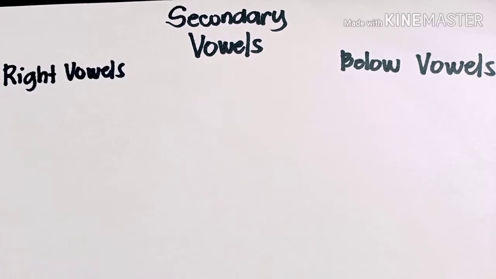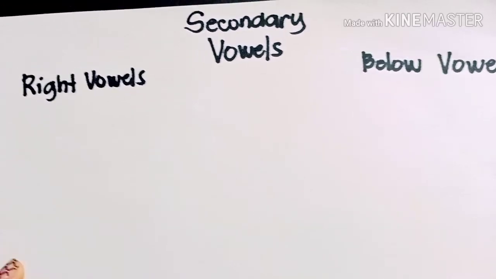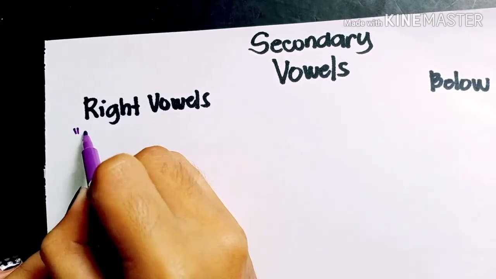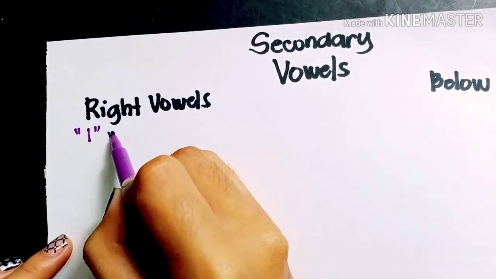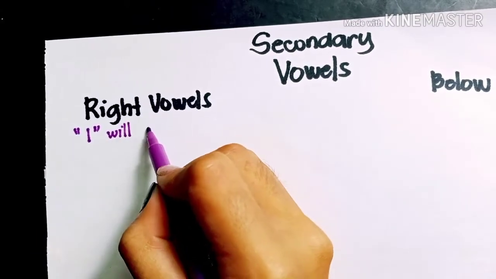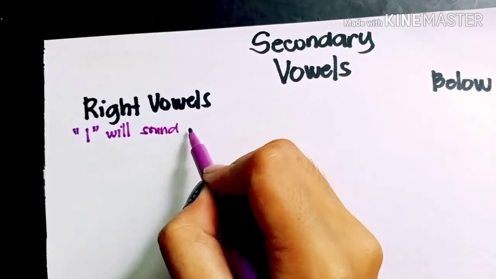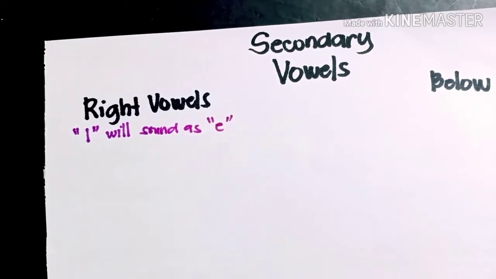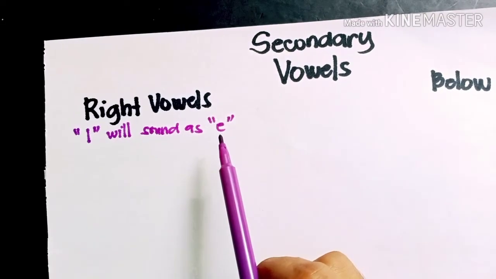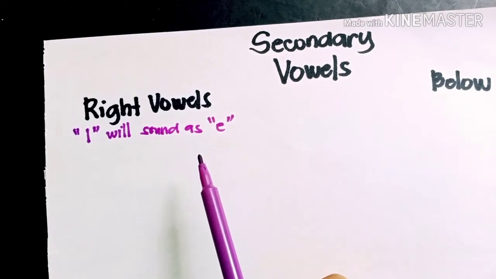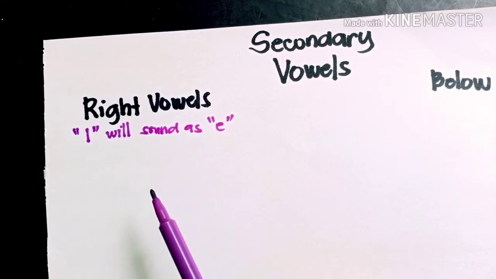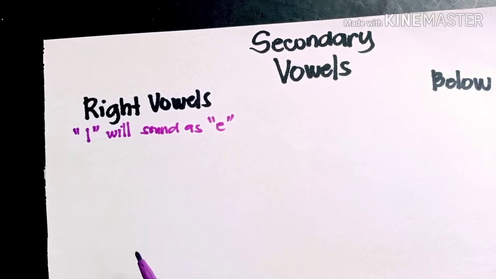In right vowels, we have a rule. The vowel E will sound as E. This rule is only applied here, okay? Because you will combine it with another vowel. So, let's take a look.